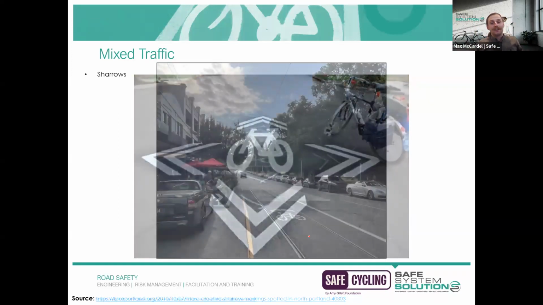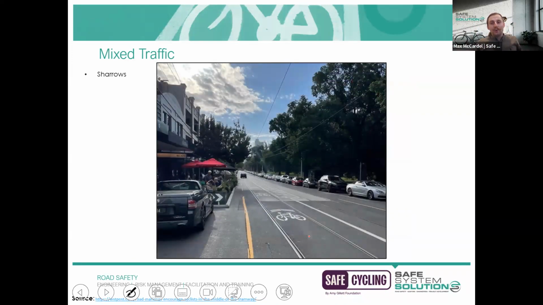Now, where you wouldn't want to install this, I'll throw this out for the group as well. Any idea why you might not be recommending the sharrows in this specific scenario?